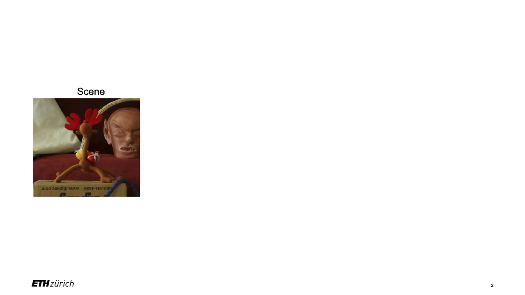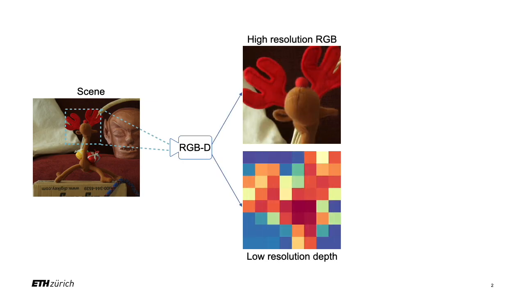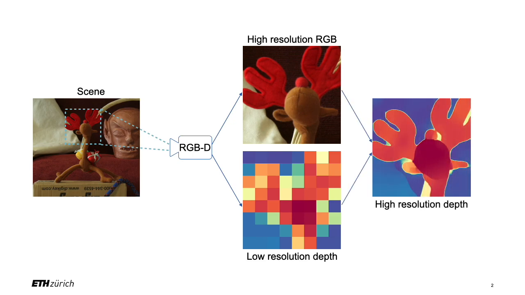First, let's review the problem setting. For Guided Depth Super Resolution, it starts with a scene that is observed with an RGB sensor. This sensor produces a high-resolution RGB image and an aligned lower-resolution depth map of the scene. What we want is to combine these two images to obtain a high-resolution depth image.